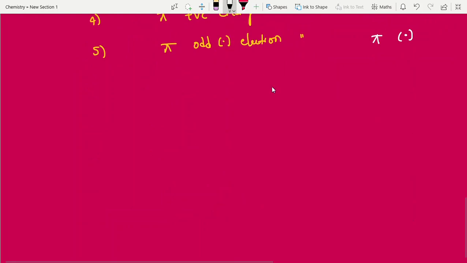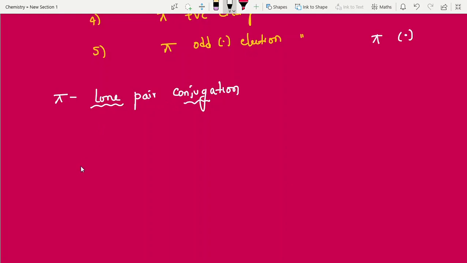Listen, pi lone pair, you can write the points. Pi lone pair in conjugation. Pi conjugation is nothing but benzene only. I explained it at the start and have shown it here also. Enough of that one, now pi lone pair.